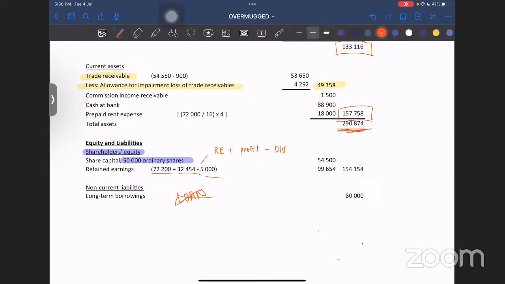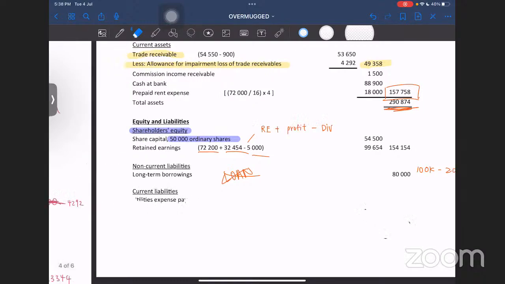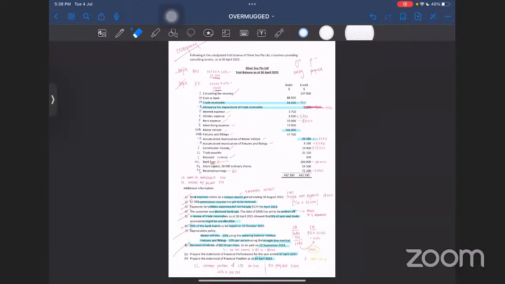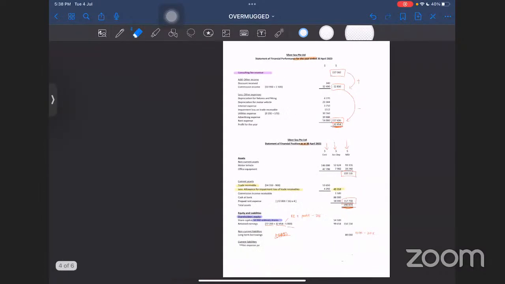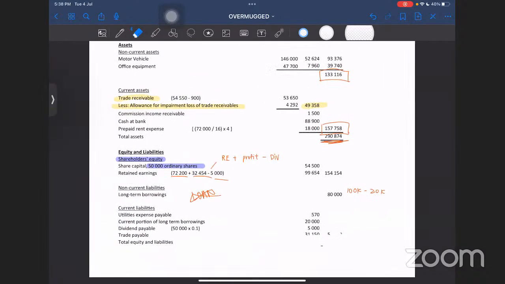So this one will be the 100K minus the 20K, and then I will get 80. Okay, next part, last part, it will be on current liabilities. Same thing, come back here, find all the CLs, copy, paste over here. List it out on the left hand side, and then right hand side, I will sum them up. List, and then sum on the right hand side.